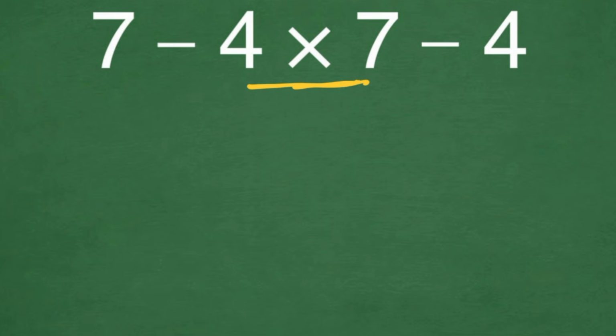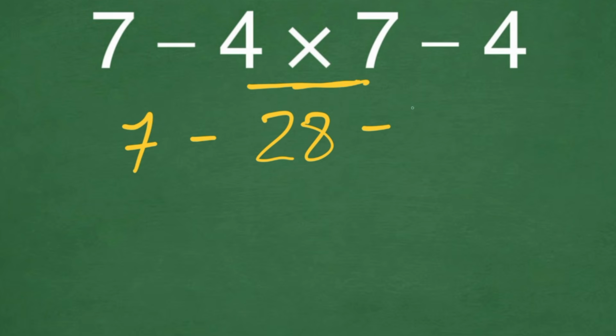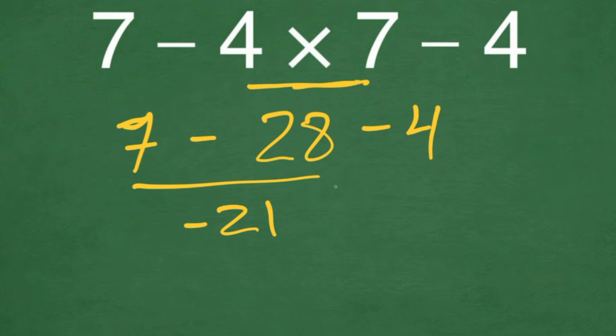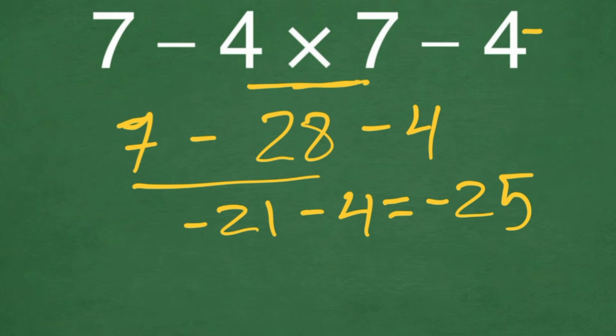So 4 times 7 gives us 28, and 7 minus 28 minus 4 is going to be the next equation, and 7 minus 28 gives us negative 21, and negative 21 minus 4 gives us negative 25. So the final answer to this question is negative 25.